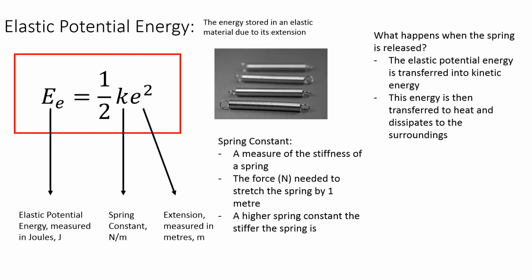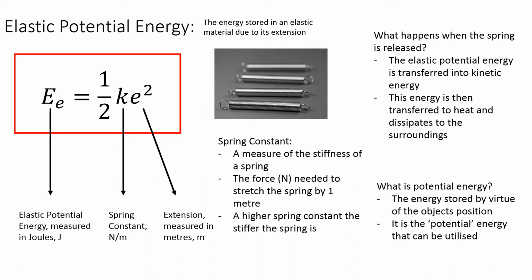So what happens when the spring is released? The elastic potential energy that's stored in the material, whether that be an elastic band, a spring, or whatever, is released and transferred into kinetic energy, the energy of motion. It reaches a certain speed, and this energy doesn't continue to be kept. This energy is transferred as heat and dissipates to the surroundings. It's like if you kept stretching an elastic band out and in, out and in, it would eventually warm up to hotter than it was originally.